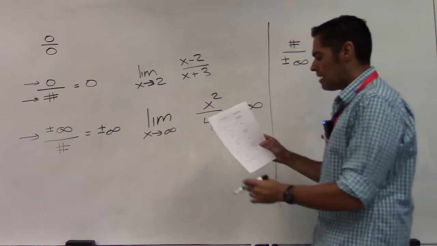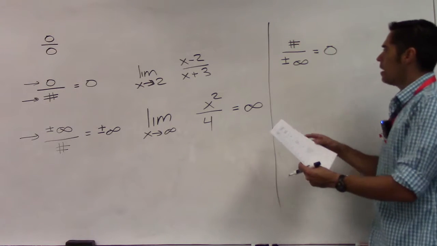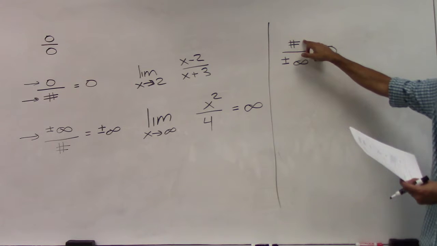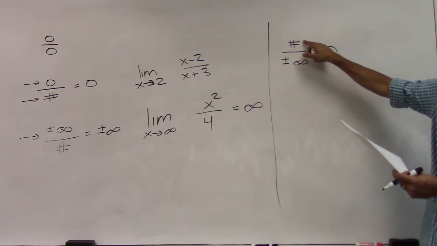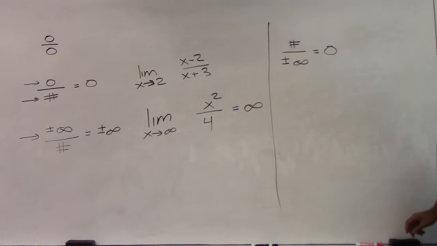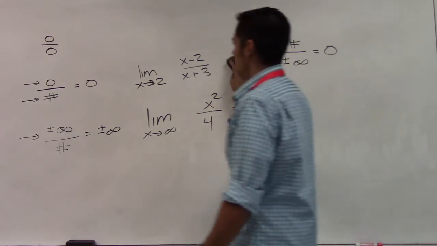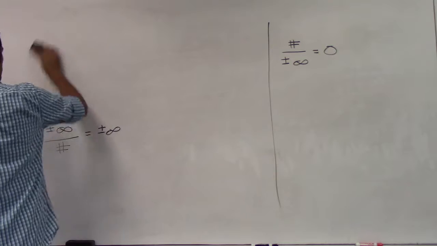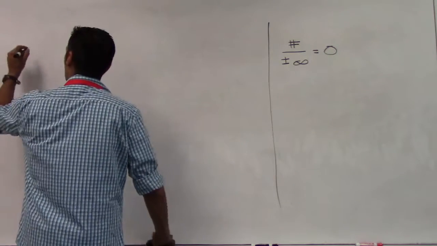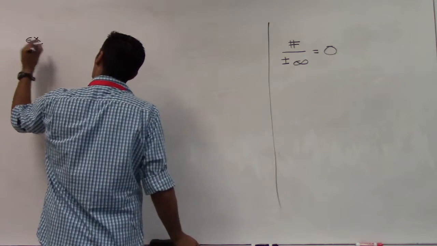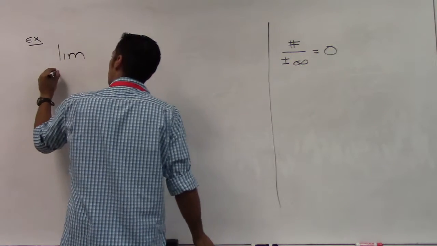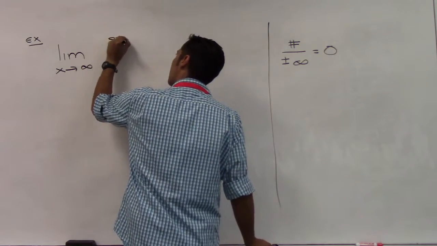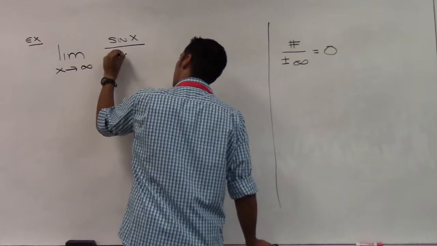And then the last one, bounded over infinity, has a lot to do with this one. But instead of saying number on top, I'm saying what? Bounded. So I'd like to give you an example of that. What is the limit as x goes to infinity of sine x over x?